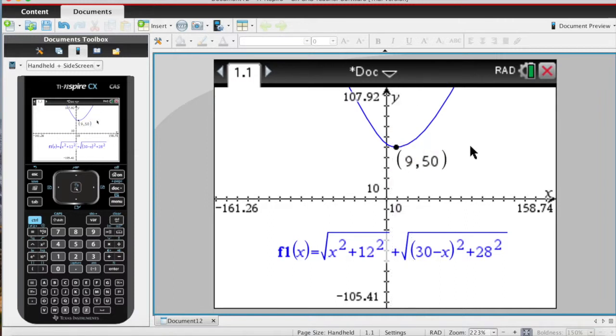So here it tells us that the minimum is actually at x is equal to 9, and the value for the length of the wire is 50, exactly as we had found before by doing this problem using calculus, deriving the expression and then solving for it algebraically.